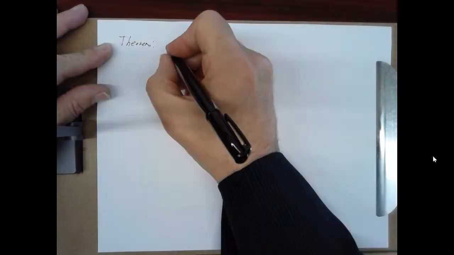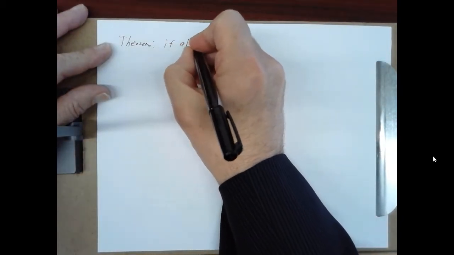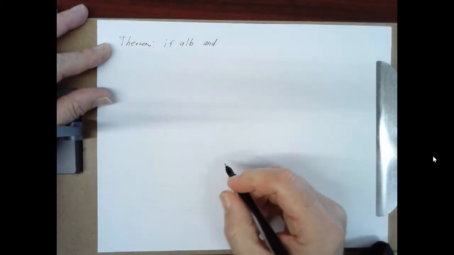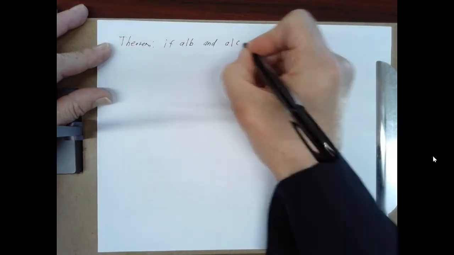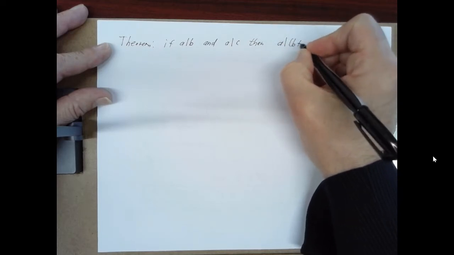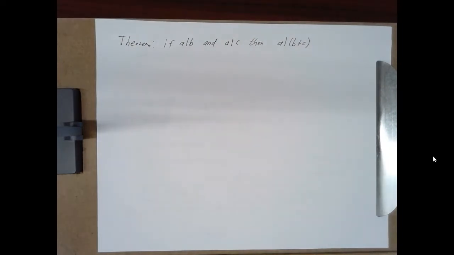Everything's going to be an integer, so I'm not going to keep saying is an integer. So if A divides B and A divides C, then A divides B plus C. So we can think of this a different way. If B is a multiple of A and C is a multiple of A, then B plus C is also a multiple of A. If A is a factor of B and A is a factor of C, then A is a factor of their sum. All equivalent statements. So how can we prove this?